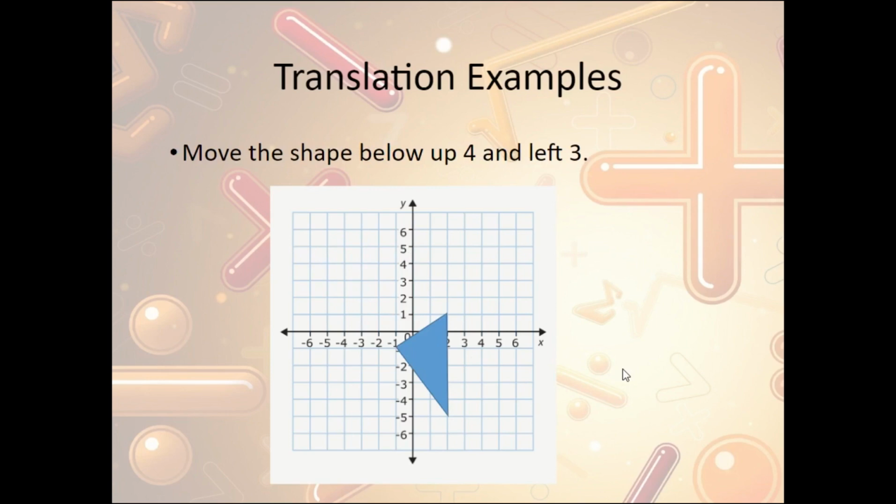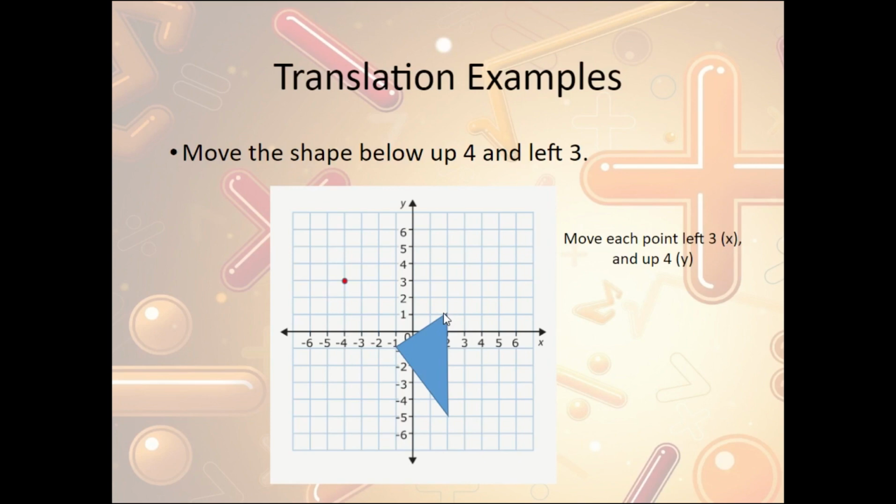Let's look at another example. It says, take the shape below and move it up 4 units and to the left 3. So again, take each of the points, move them to the left 3 and up 4. So I move this point to the left 3, 1, 2, 3, and then up 4, 1, 2, 3, 4. So I should have a point there.